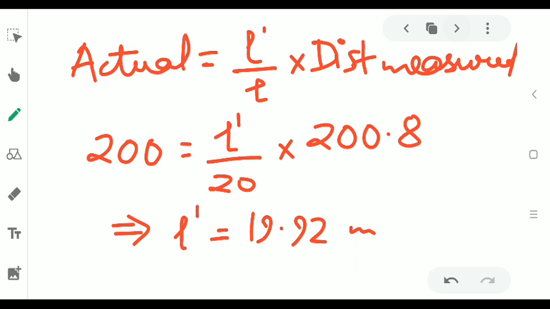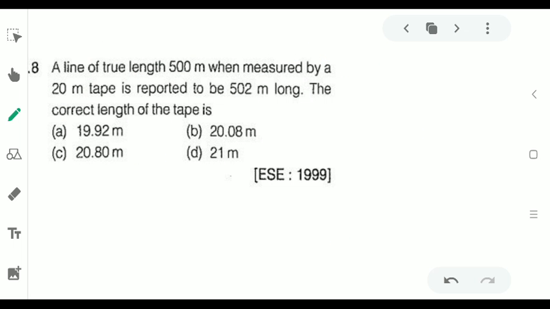Then moving on, next question, it is a similar question. A line of true length 500 meter when measured by a 20 meter tape is reported to be of 502 meter. The correct length of the tape.